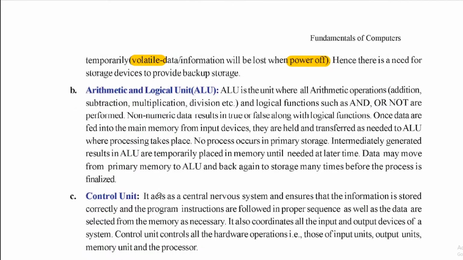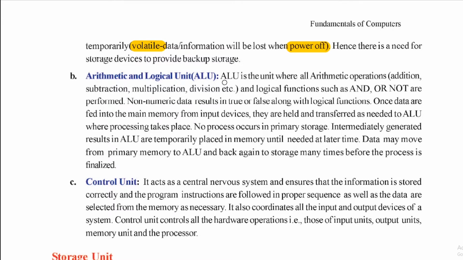Another important component in the CPU is the arithmetical logical unit, the ALU. As the name suggests, arithmetic and logical operations are carried out using this unit. The ALU is where all arithmetic operations, like addition, subtraction, multiplication and division, are performed. And there is another kind, logical operations. We'll be learning about the AND operation, OR operation and NOT operation. They are performed on non-numeric data and normally result in true or false. You'll learn later what these AND and OR operators are. They are logical functions.